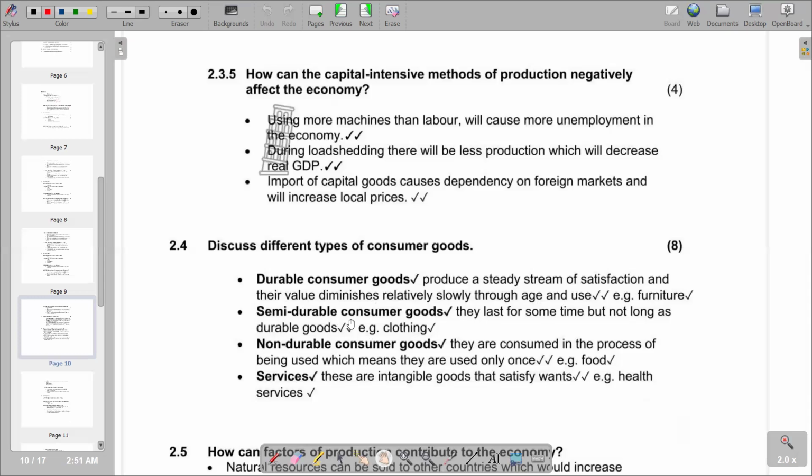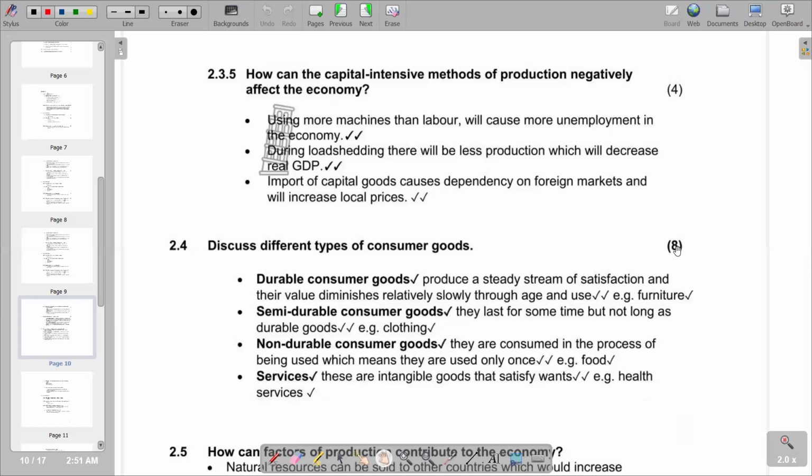So we've got semi-durable consumer goods. They last for some time, but not as long as durable goods. For example, we've got clothing. Then next we've got non-durable consumer goods, which are consumed in the process of being used, which means they are used only once. For example, food. And then we've got our services. These are intangible goods that satisfy one's needs, for example, health services. So this is what we have on this question.